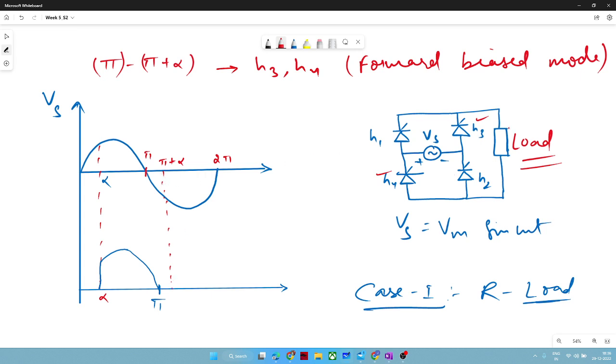Why? Because your resistance does not contain any energy to freewheel so that it can supply some energy back to the source again. Resistor is a passive device. It only dissipates, it does not store anything, like an inductor or capacitor, which store energy for a finite amount of time. So for that reason, it will not conduct from pi to pi plus alpha. As soon as we provide the trigger at pi plus alpha, again V naught will be equal to your Vs. But now, as I mentioned, when H3 and H4 conduct, your Vs polarity will oppose and it will be minus Vs. So again, V naught is equal to minus Vs for pi plus alpha to 2 pi.